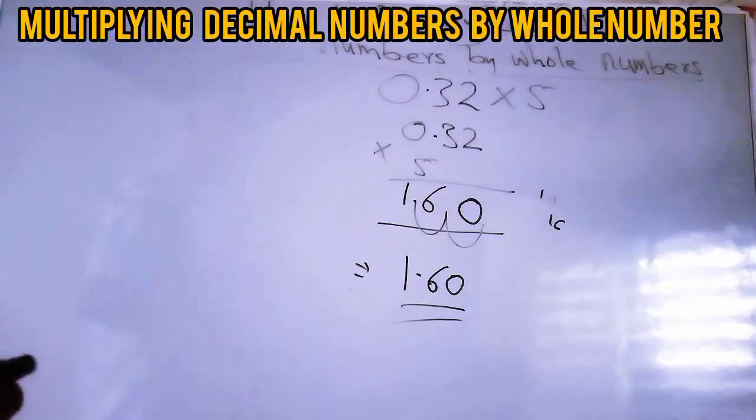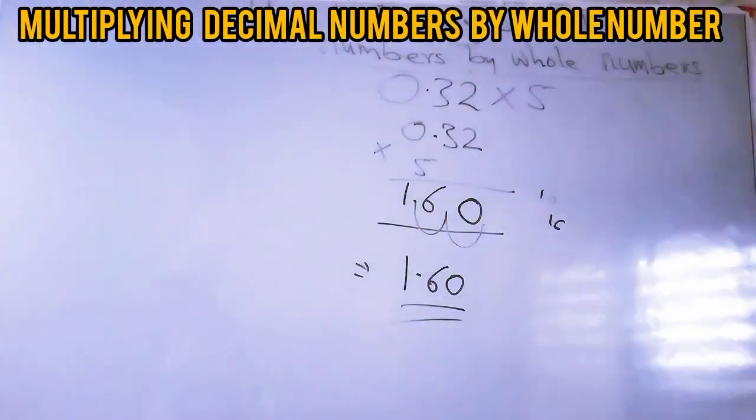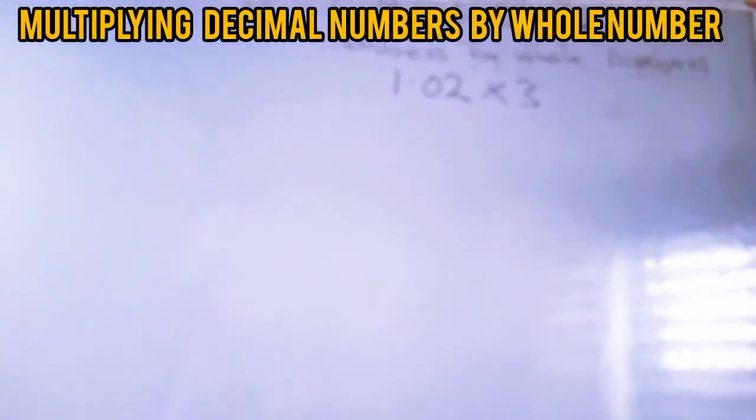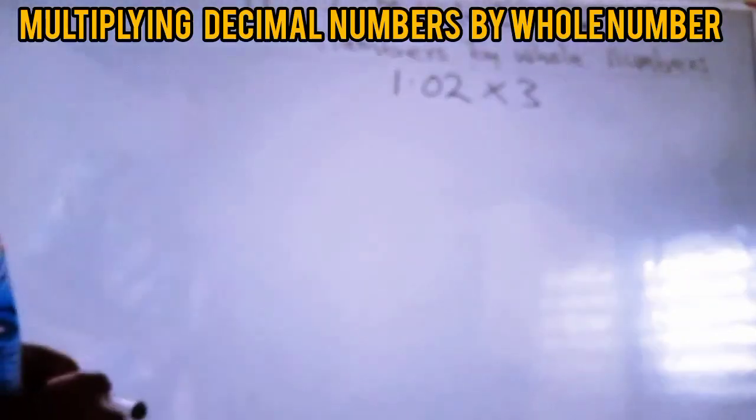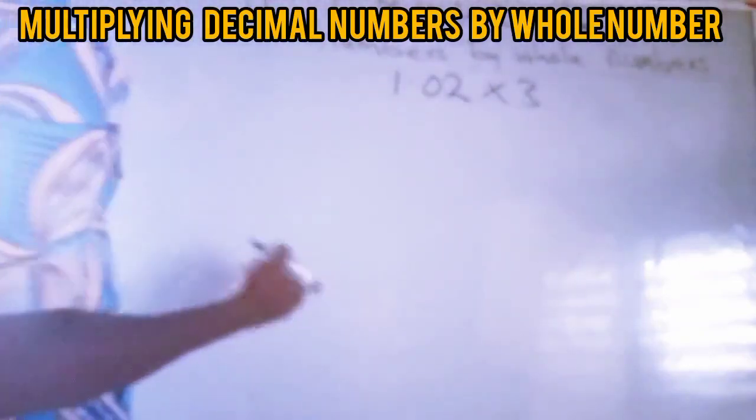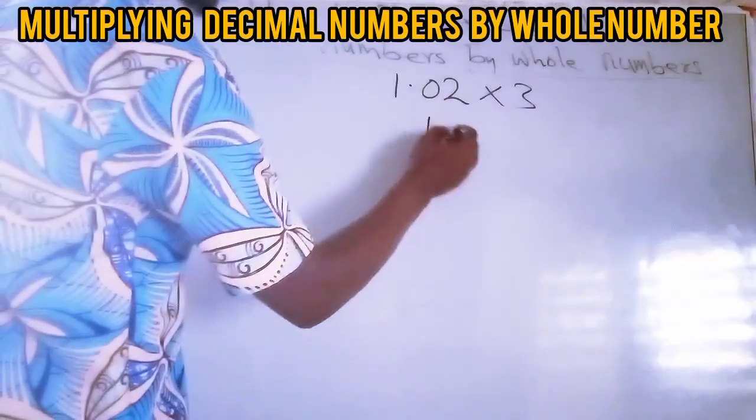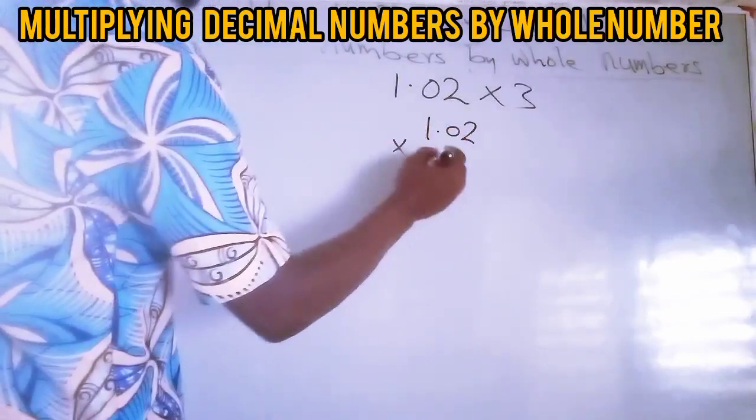Let's move to example number 3. This time around, you are going to solve it by yourself. We have 1.02 times 3 on the board. Solve this on your own. Pause the video and solve it. Okay, welcome back. Let's solve this question together. You are going to rewrite this as 1.02 multiplied by 3.